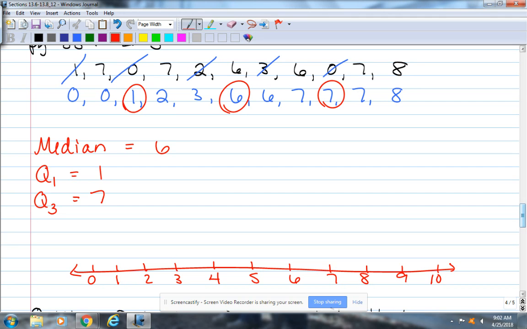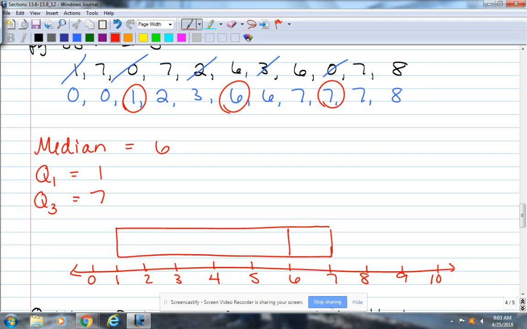All right, which two numbers make my box? Right, your two quartiles. So a 1 and a 7. And then we make a big rectangle. Where do we get our line inside the rectangle from? The median, which is what? 6.